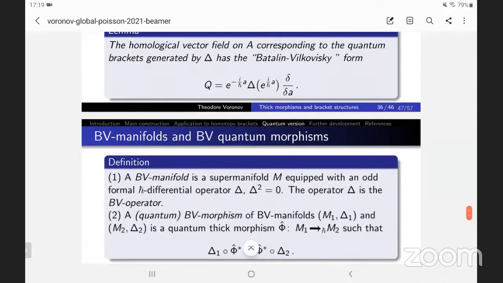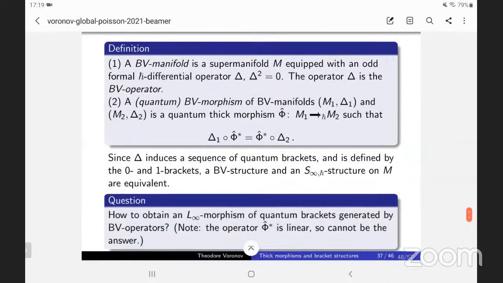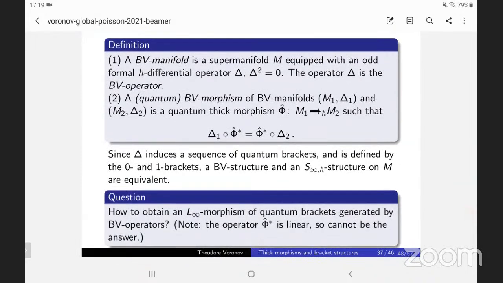And suppose you have two manifolds, two supermanifolds, each equipped with an odd formal H differential operator. So each squares to zero, and each generates a sequence of brackets, actually two sequences: classical, without sending H to zero, quantum, and classical. So by definition, a quantum pullback or quantum thick morphism is given by the integral operator as before, such that it intertwines these two differential operators.